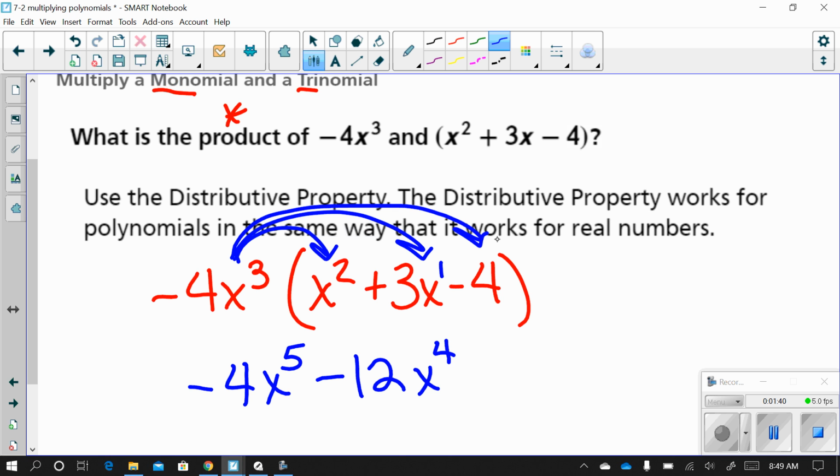And then finally, negative 4x cubed times negative 4. Negative times a negative is a positive. 4 times 4 is 16. No x's here, so x cubed. So my answer is negative 4x to the 5th minus 12x to the 4th plus 16x cubed. And that's it.